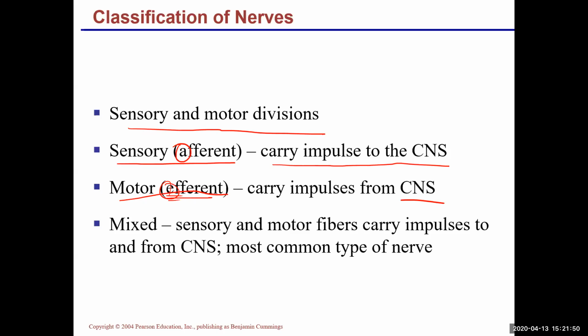Mostly the effector organs would be your muscles and glands. So at this point in time, red means stop. So information got out of the central nervous system, reaches the muscles of your legs, and as a result of that, you stepped on the brake, all right? So sensory and motor fibers carry impulses to and from the CNS. This is the most common type of nerve. So this is mixed, like when we're talking about both of them together and so on.